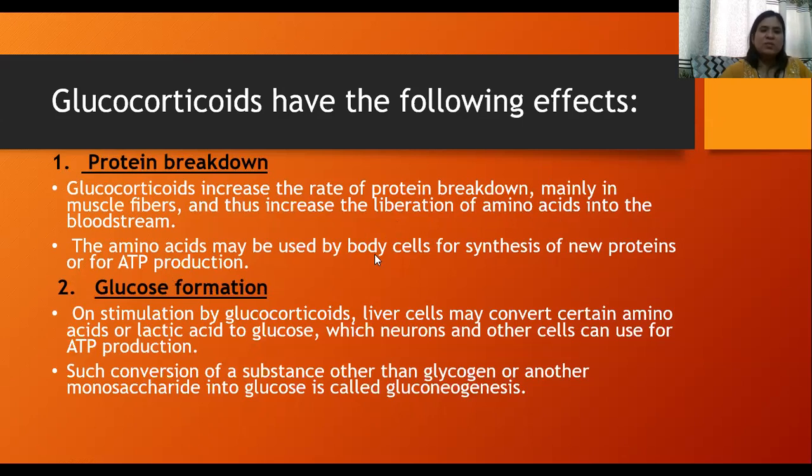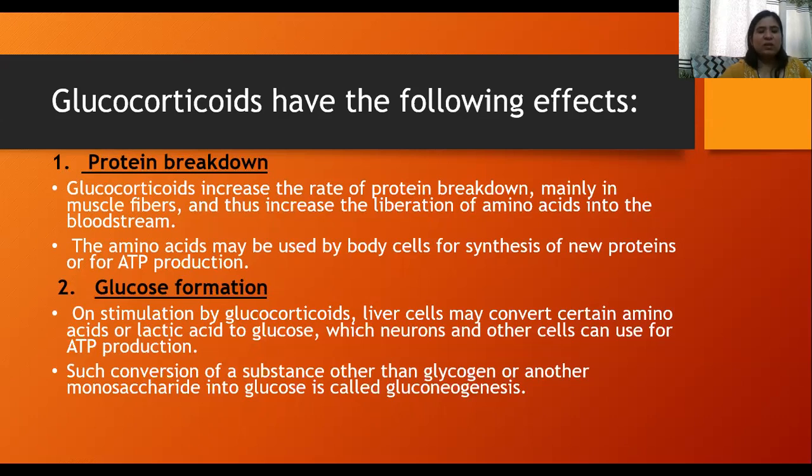The amino acids may be used by body cells for synthesis of new proteins or for ATP production, right? Through gluconeogenesis, on stimulation by glucocorticoids, the liver cells may convert certain amino acids or lactic acid to glucose, which neurons and other cells can use for ATP production. These amino acids and lactic acids get converted into glucose. This process is known as gluconeogenesis, right?